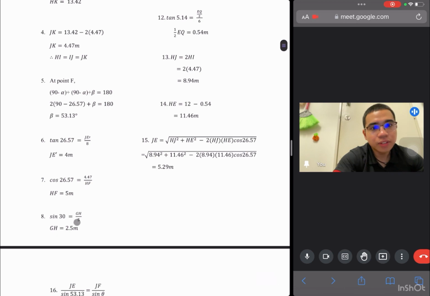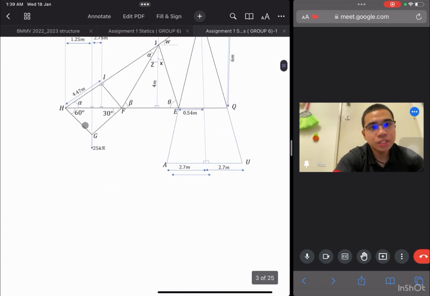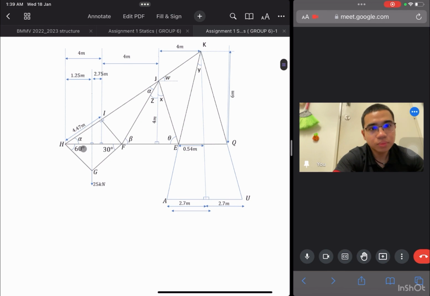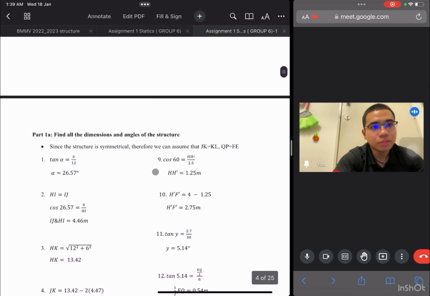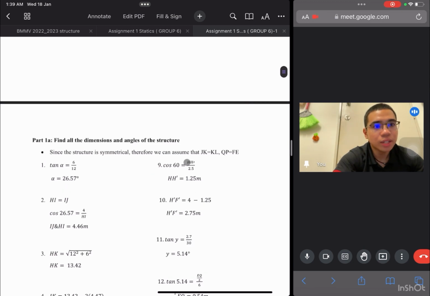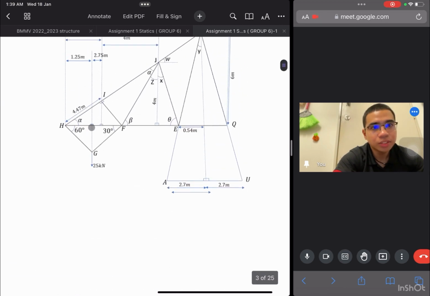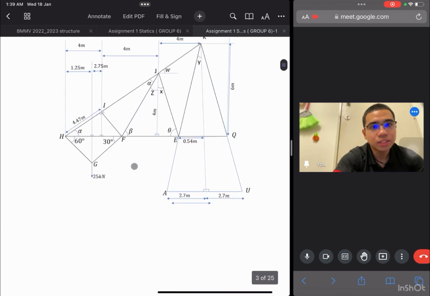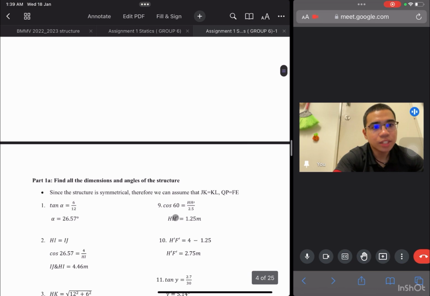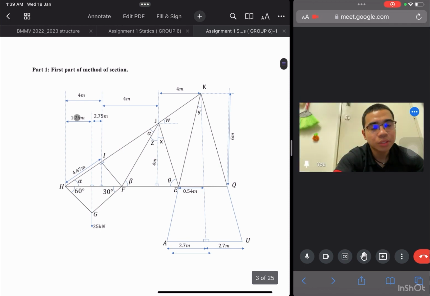Sin 30 equals GH over 5, so GH equals 2.5 meters. That was step number 8, and we proceed to step number 9. Cos 60 equals HH prime over 2.5. H prime does not really exist here; I just make an assumption where H prime is. So we get H to H prime equal to 1.25.